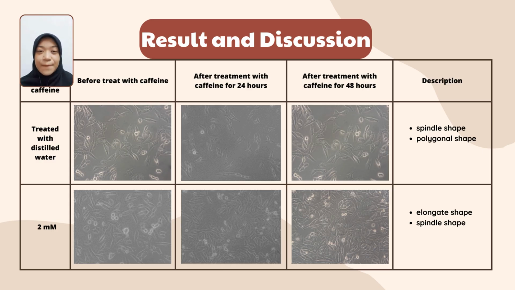Result and discussion. Based on the result obtained, the morphology of the cells that were not treated with caffeine, the control treated with distilled water, looks spindle and polygonal in shape before and after 24 hours and 48 hours. The shape remains the same and unchanged. For the cells that have been treated with caffeine, the morphology changes, with the shapes looking like elongated spindles and the cells adhering to each other. The elongation of the cell shapes can be seen more at 48 hours after treatment with caffeine.